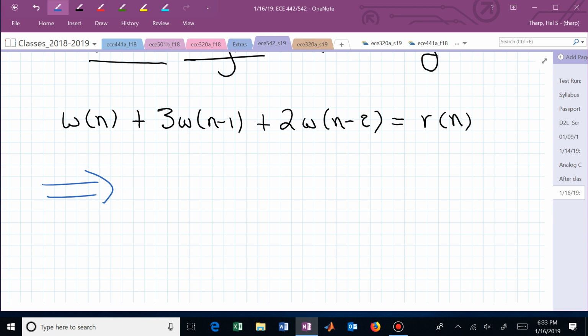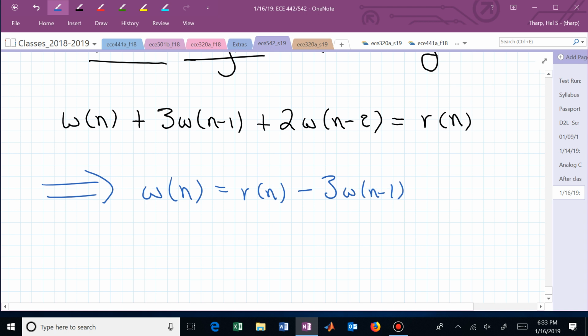And in here our dependent variable is W, our independent variable is R. R is what we're adjusting, or that's our external input. Let's now solve for W of n. That's now R of n minus 3 W of n minus 1 minus 2 W of n minus 2.